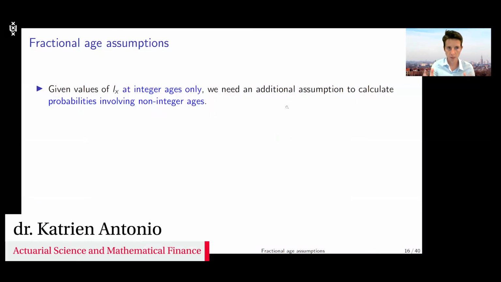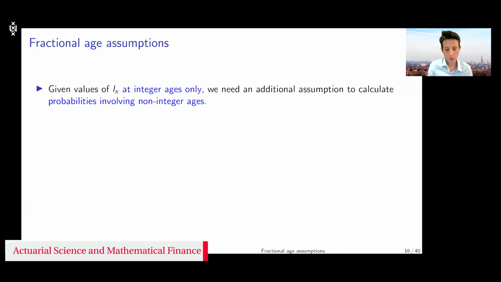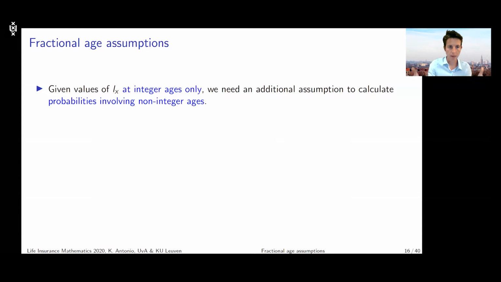So here we go. What is a fractional age assumption? If you look at a life table, you've got the l_x column and the q_x column, but you've got them only at integer ages. So whenever you want to do something that goes beyond an integer age, you'll need to make additional assumptions. You'll need to figure out how to do that.